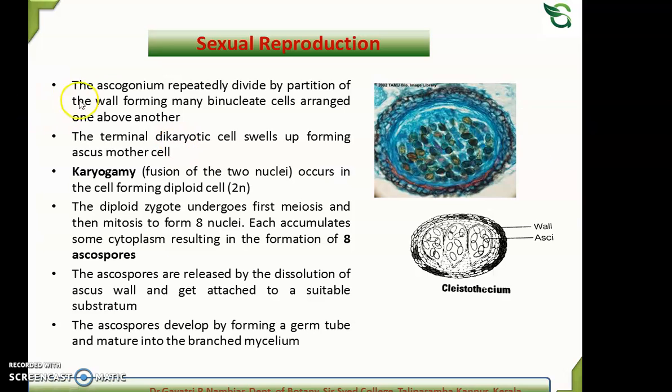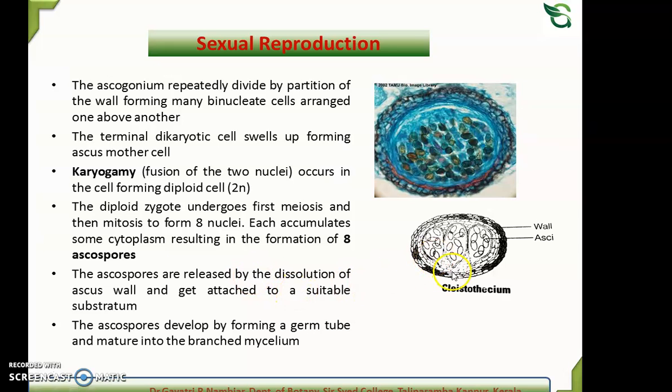Here the ascogonium, which I had already mentioned, will repeatedly divide by the formation of walls. Many binucleate cells are arranged, and the terminal dikaryotic cells swell up, forming the ascus mother cells. Karyogamy will take place, then the diploid zygotes first undergo meiosis, then mitosis. In this way, 8 nuclei are formed, and it results in the formation of 8 ascospores.